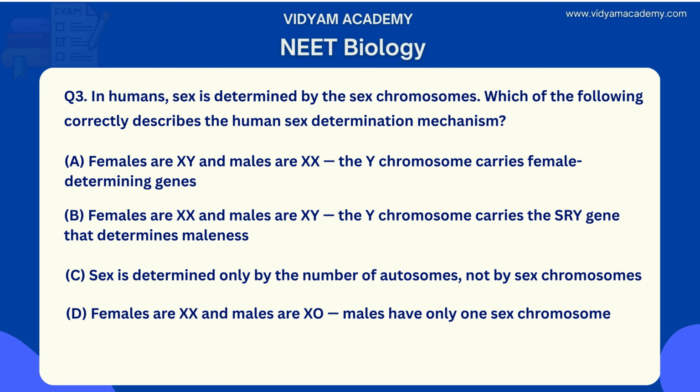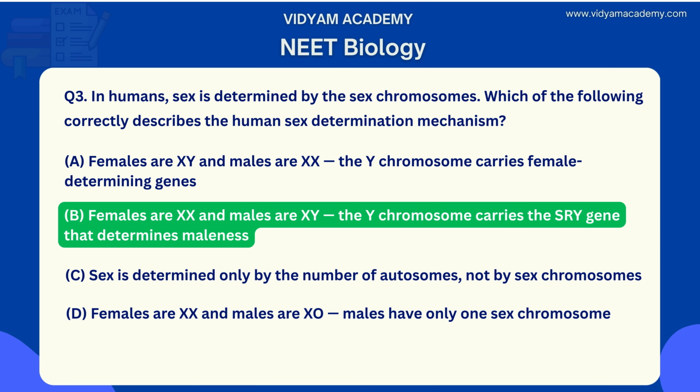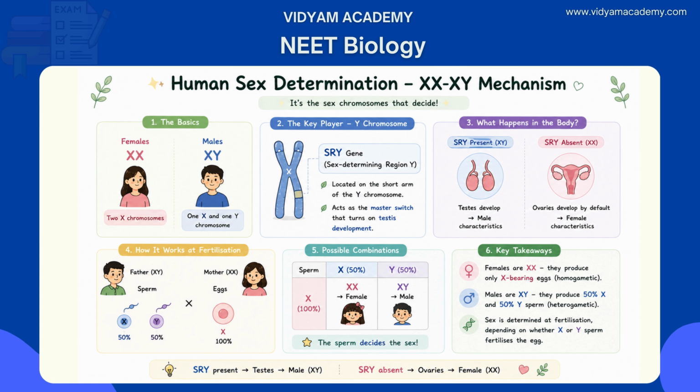The right answer is option B. Let's see. Females are XX and males are XY. The Y chromosome carries the SRY gene that determines maleness. In humans, females carry two X chromosomes. We can call it XX. And males carry one X and one Y chromosome, XY. This is the XX-XY system.